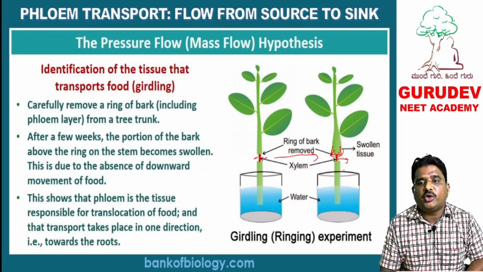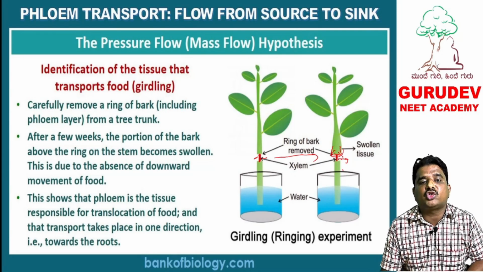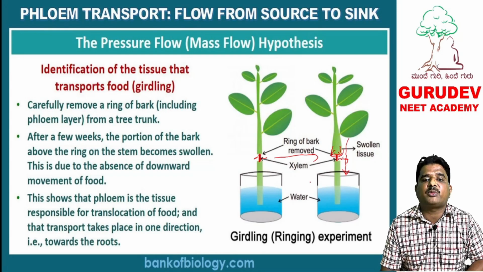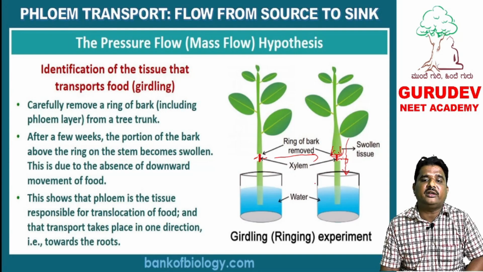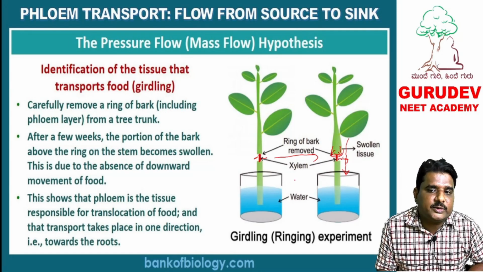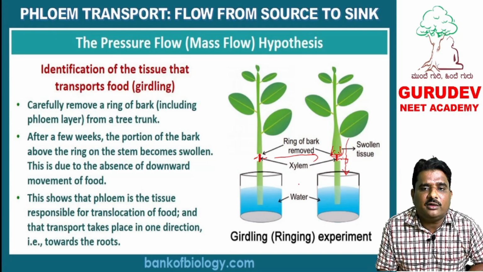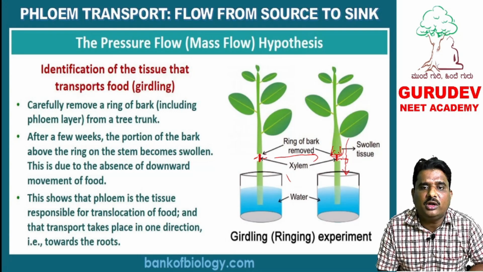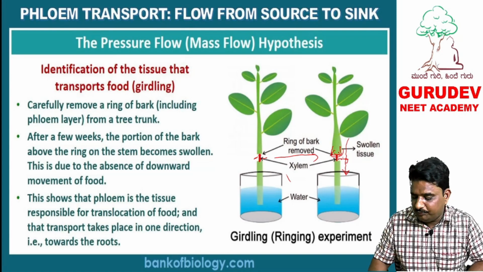So food is not transported to the lower part. That is why the phloem tissue is responsible for translocation of food from leaf to the root. This experiment proves it. We can call it the ringing and girdling experiment. What did this experiment prove? This experiment proved that phloem tissue is responsible for translocation of food. How have they proved it? Remove the phloem and bark, keep only the xylem, and the food is not transported to the lower part. It is present above this ring, that is the swollen area.